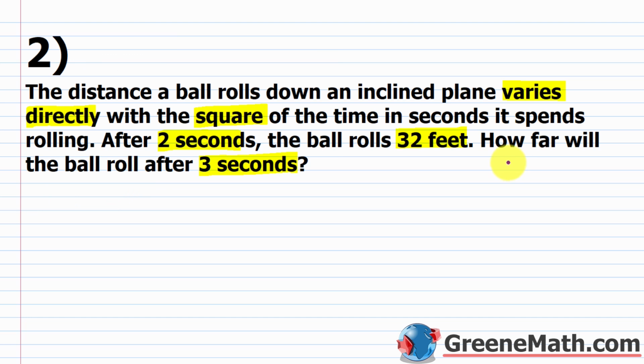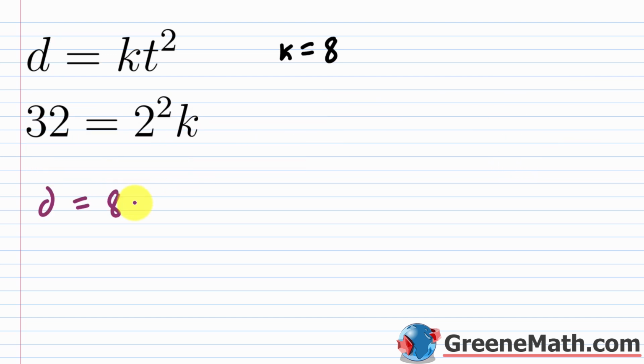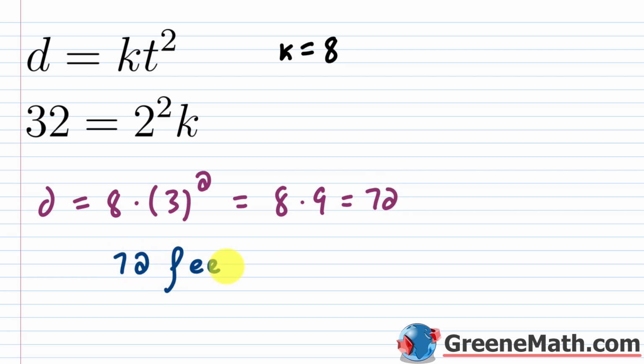So in the problem, it tells us how far will the ball roll after 3 seconds. So that means here, we want to go times 3, and this would be squared like that. And I'm just going to say 3 squared is 9. 9 times 8 is 72. Let me show this. So 8 times 9, which equals 72. So this is in terms of feet. So when I give my answer, I'm just going to say it's going to be 72 feet.